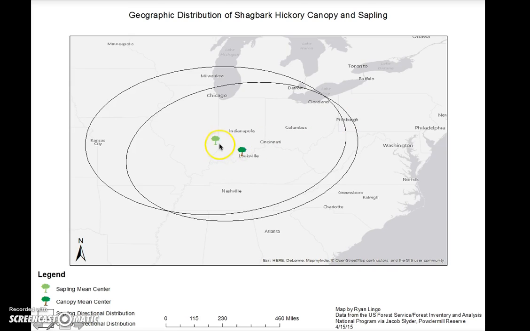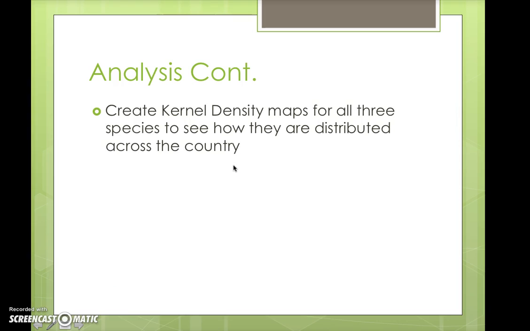The mean centers of the saplings and the canopy are extremely far apart. It's jumping a state, you can see there, from Louisville all the way to Illinois. So something to note there.